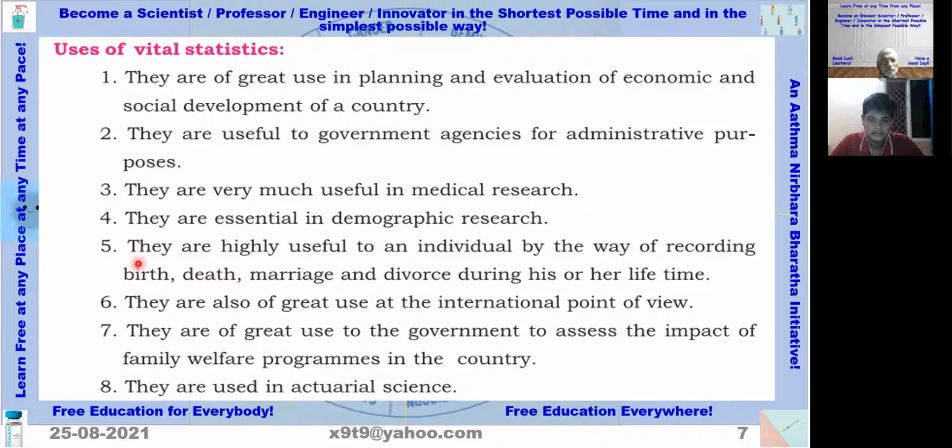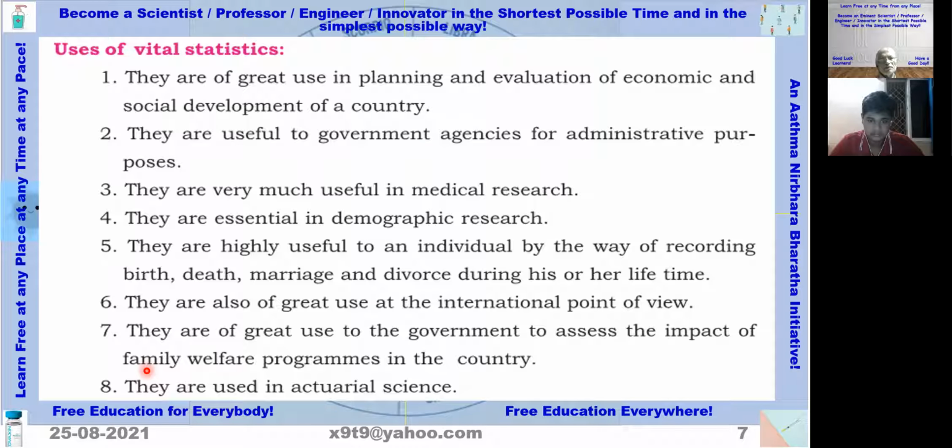They are highly useful to an individual by way of recording birth, death, marriage and divorce during his or her lifetime. They are also of great use from the international point of view. They are of great use to the government to assess the impact of family welfare programs in the country. They are used in actuarial science.